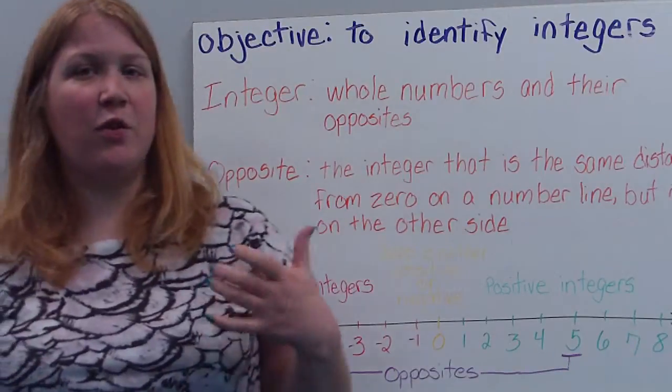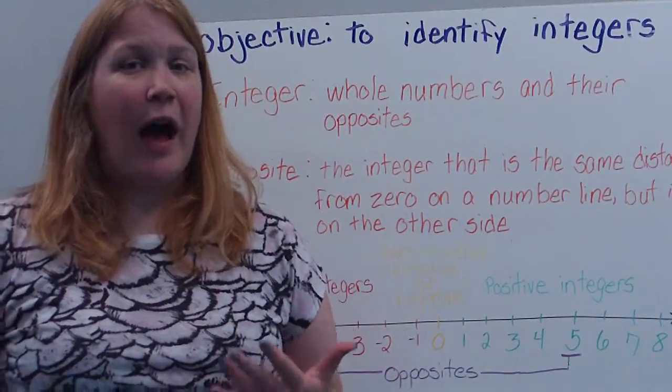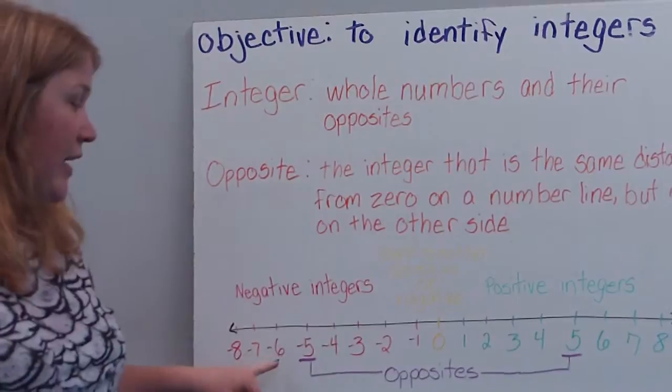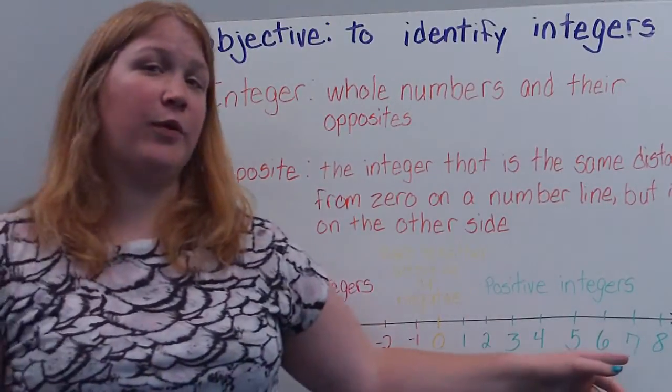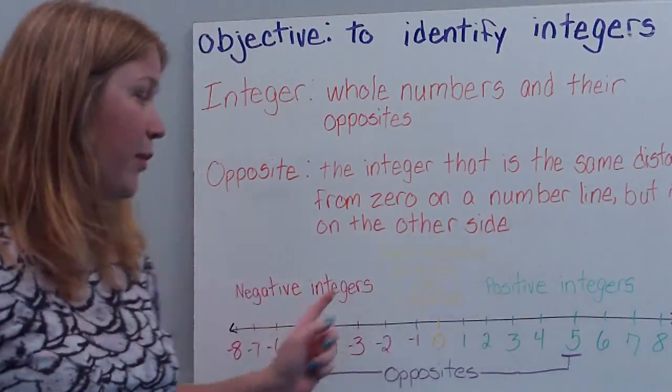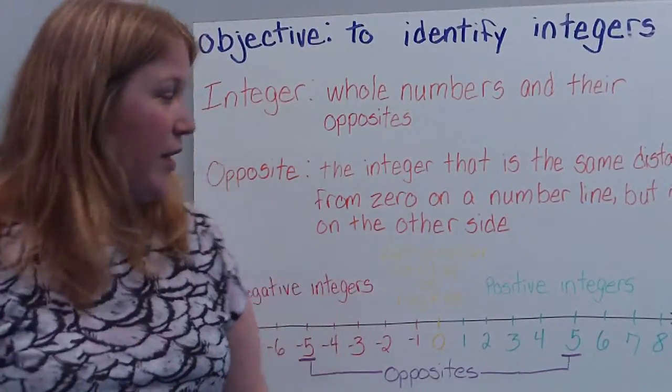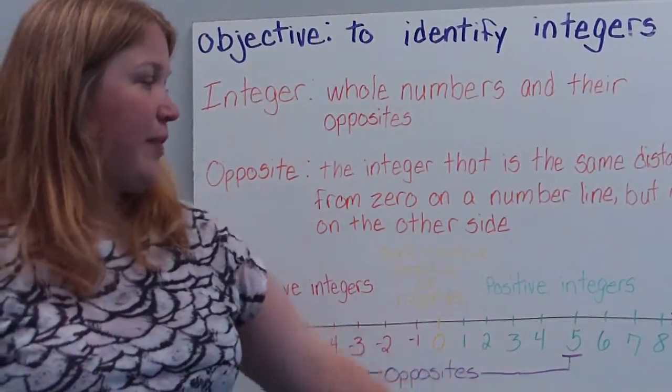Now when we say opposite, don't always automatically think that means negative. Opposite just means the opposite side. If I gave you a negative number, its opposite would be positive, whereas a positive number's opposite would be the negative number. So what you'll notice is I've labeled two opposites for us.